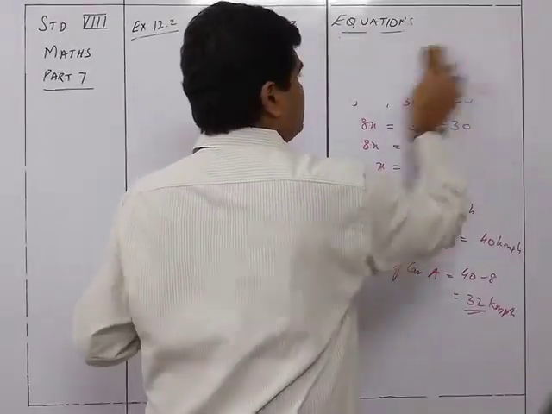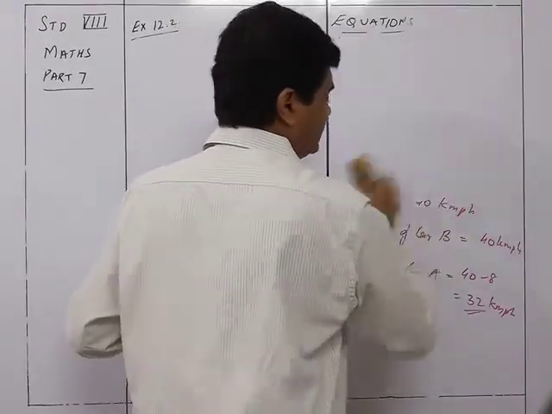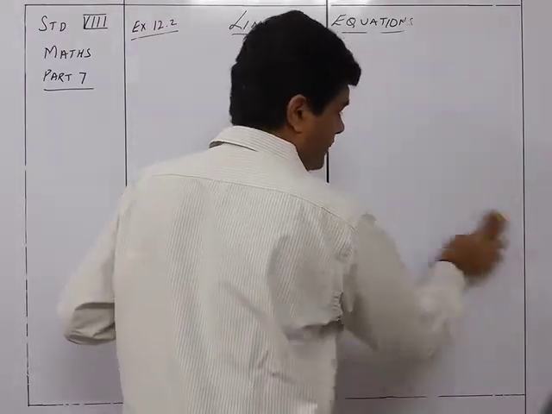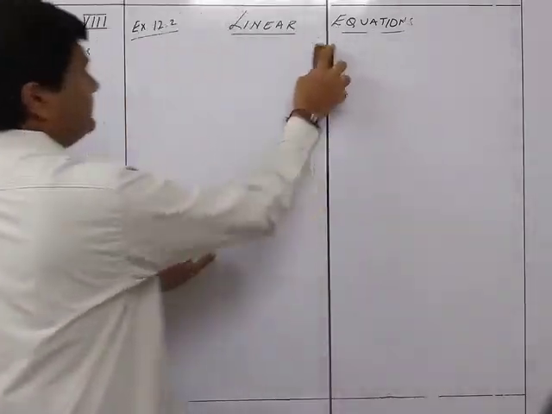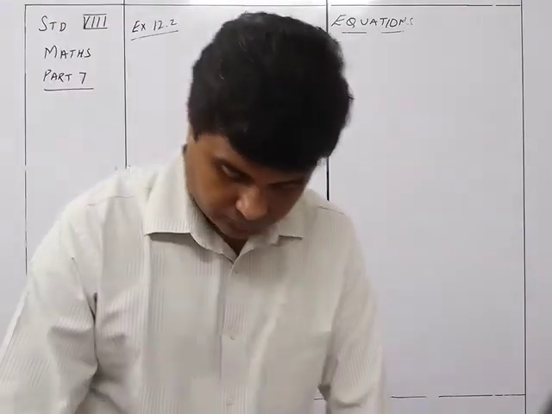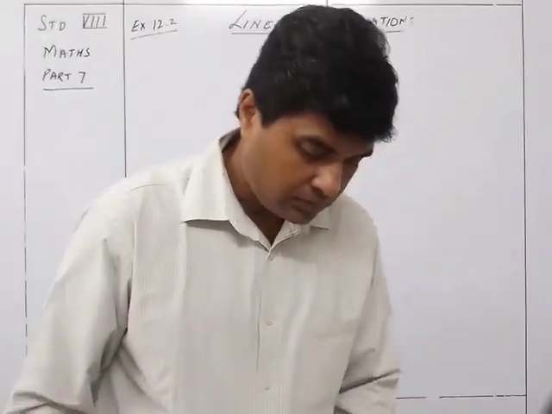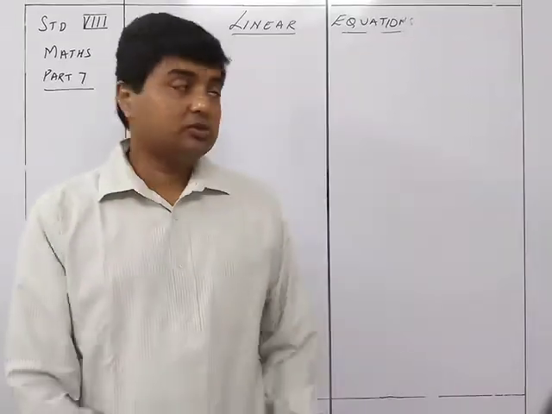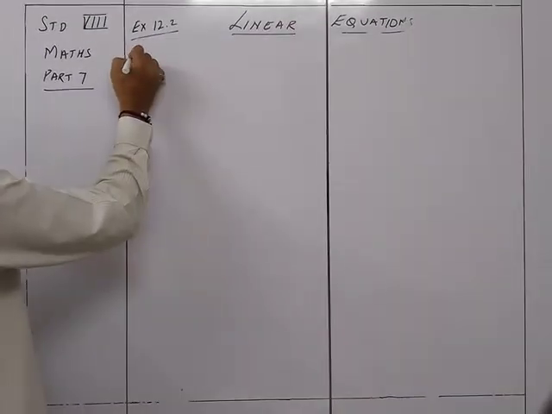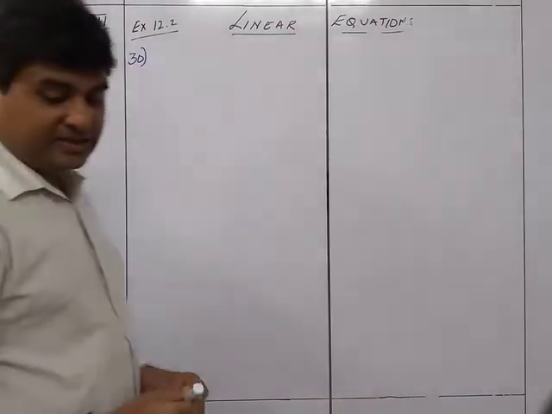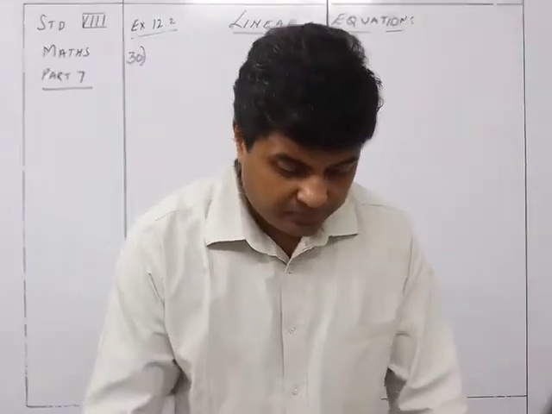That brings us to the last question of the exercise in 12.2. So let's see. Okay. Sum number 30. So let's understand what is there in sum number 30.